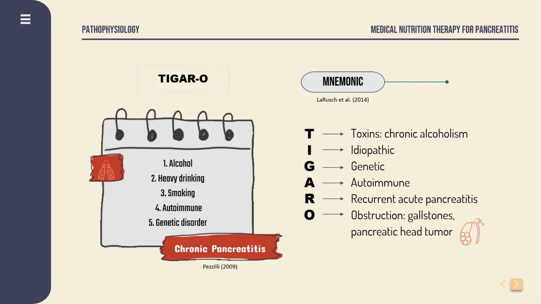From a recent global survey on chronic pancreatitis, alcohol remains the most common factor linked to chronic pancreatitis. Heavy drinking and smoking are both independent risk factors for chronic pancreatitis. Pancreatitis can also be a symptom of an autoimmune or genetic disorder. Meanwhile, the following mnemonic, TIGAR-O, may help recall the causes of chronic pancreatitis.